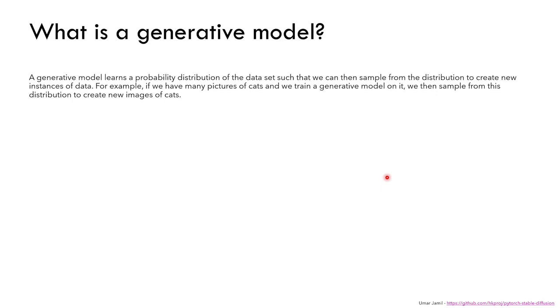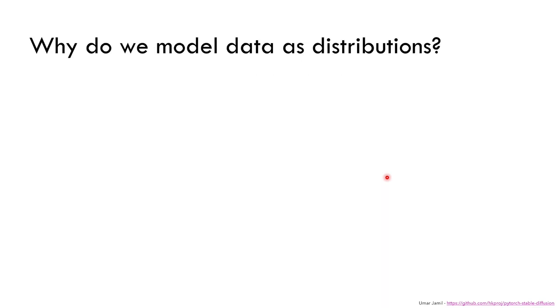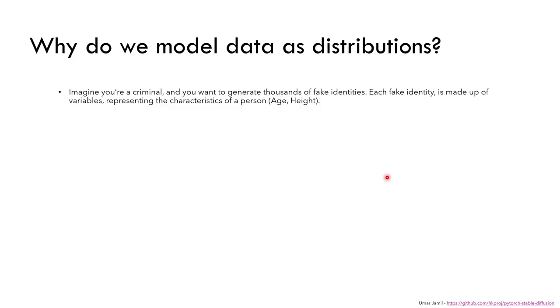But the question that may arise in your mind is, why do we model data as probability distributions? Well, let me give you an example. Imagine you are a criminal and you want to generate thousands of fake identities. Imagine we also live in a very simple world, and each fake identity is made up of variables representing the characteristics of a person, so age and height. Suppose we only have two variables that make up a person: the age of the person and the height of the person. In my case, I will be using centimeters for the height. I think the Americans can convert it to feet.